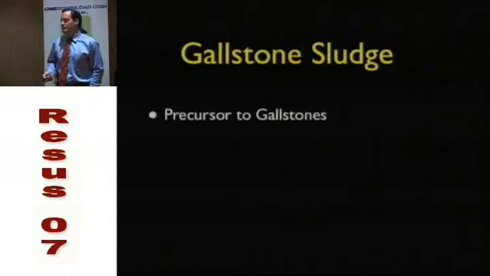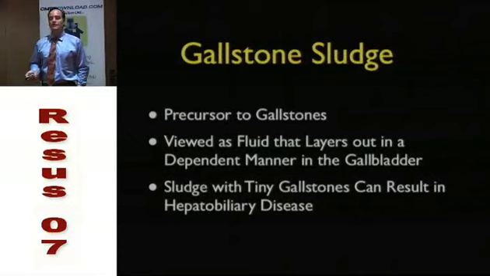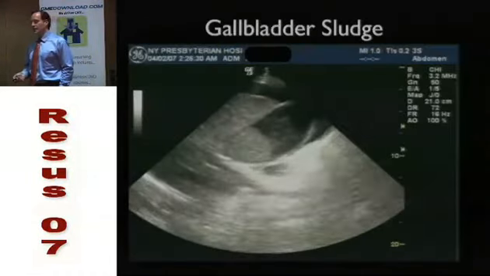Okay, so gallbladder sludge. A couple words on that. It is the precursor to gallstones. It looks like a fluid layer. And the important thing here is that sludge with very small gallstones can result in hepatobiliary disease.